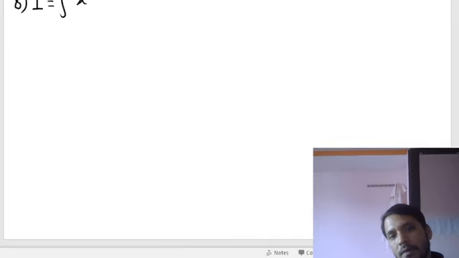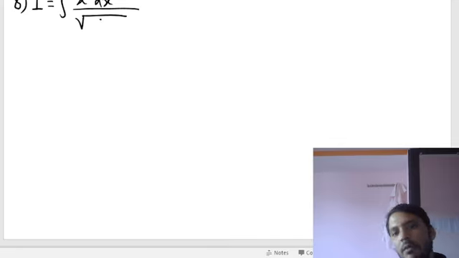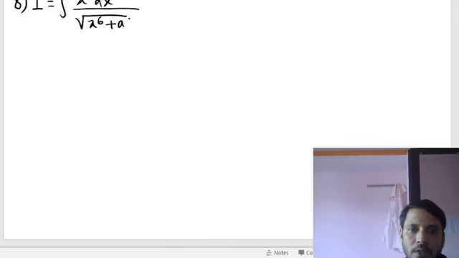Now we'll move to the next question. What is that? Question number 8. In question number 8 we have given the integration, that means I is equal to x square dx divided by under root of x to the power 6 plus a to the power 6.